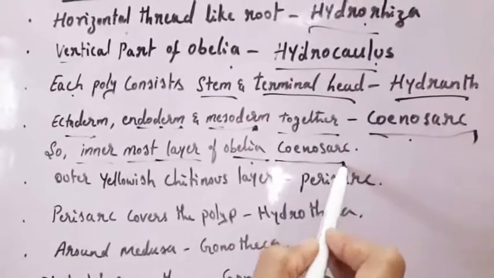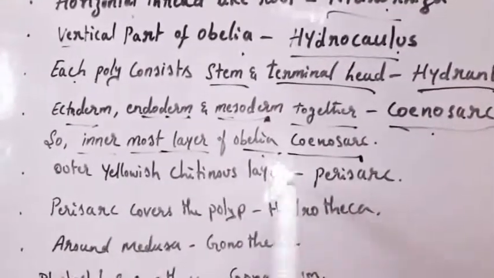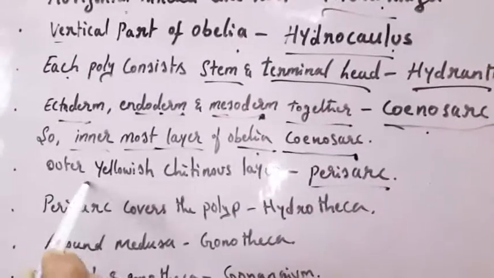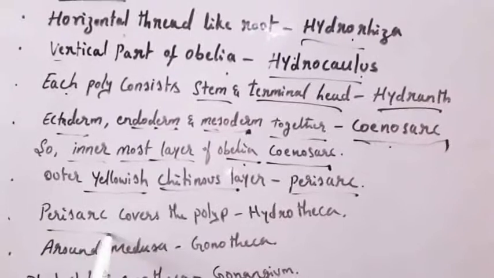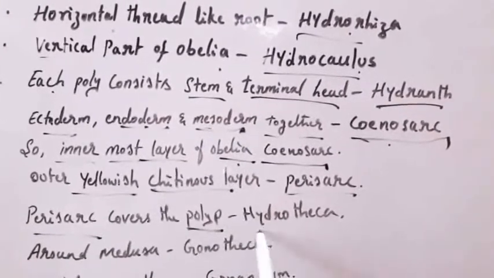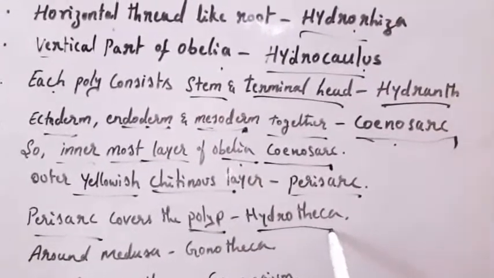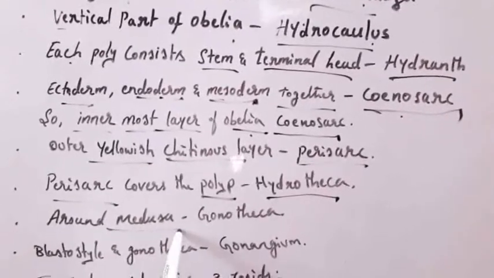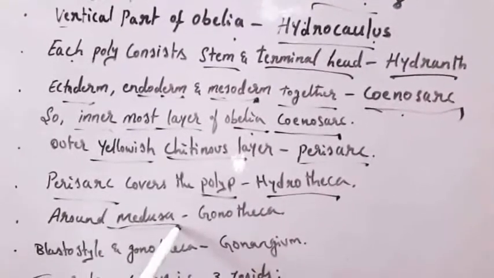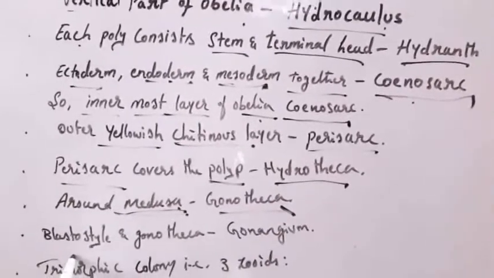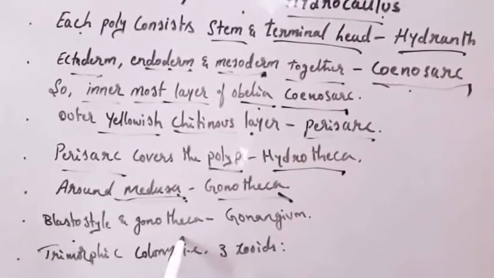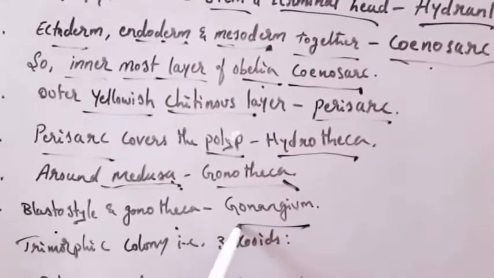And the outermost layer of the Obelia is called a perisarc, which is a yellowish chitinous layer. So perisarc which covers the polyp is called hydrotheca, and the perisarc which covers the medusae is called a gonotheca. So blastostyle and gonotheca together are called a gonangium.